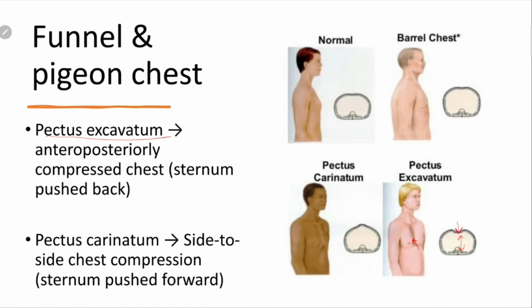Then there is pectus carinatum or the pigeon chest. It is an abnormal shape of the thoracic cage in which the chest is compressed side to side here, and the sternum projects forward and downwards like the keel of a boat.